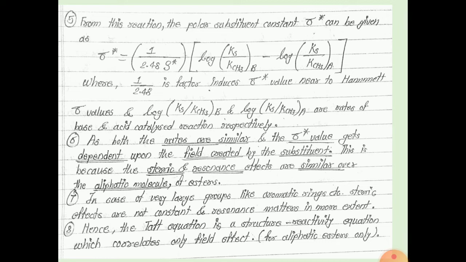As both the rates are similar, the sigma star value depends upon the field created by the substituent, and this is because the steric and resonance effects are similar over the aliphatic molecule of ester. In the case of a very large group like an aromatic ring, steric effects are not constant and resonance matters to a greater extent, and hence the Taft equation is a structure reactivity equation which correlates only the field effect for aliphatic esters only.